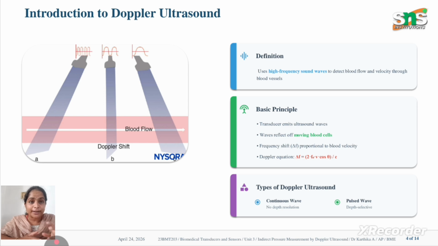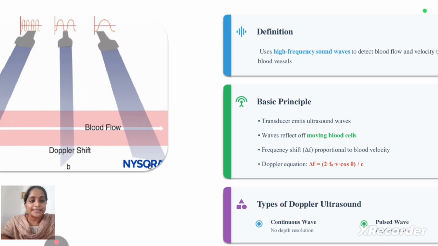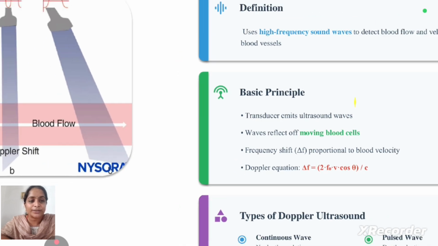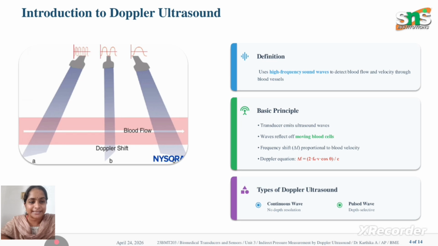Doppler ultrasound uses high frequency sound waves to detect blood flow and velocity through blood vessels. The basic principle is that the transducer emits ultrasound waves. These waves are reflected off moving blood cells. The frequency shift, del F, is proportional to blood velocity. Here is the Doppler equation: del F is equal to 2 multiplied by F naught multiplied by V cos theta divided by C.